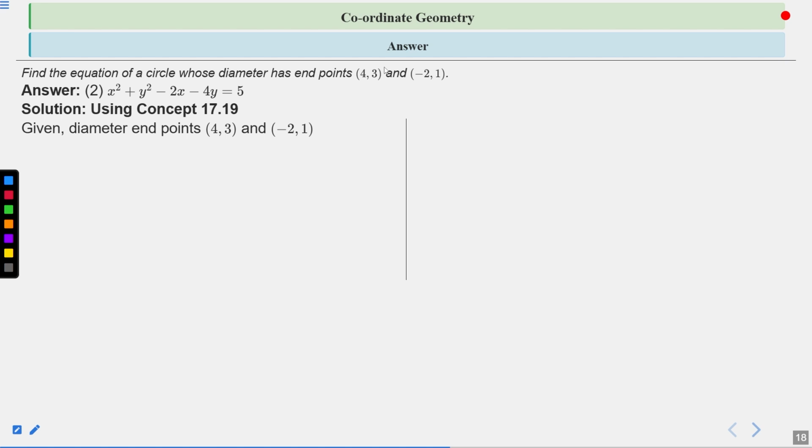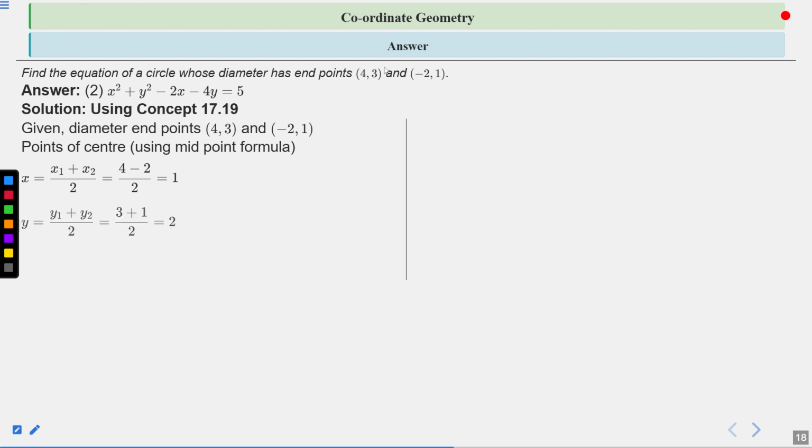Given that the diameter endpoints are 4, 3 and minus 2, 1. For the center, using the midpoint formula, we calculate x as x1 plus x2 by 2, which is 4 minus 2 by 2, equals 1. In the same way, y is y1 plus y2 by 2, which is 3 plus 1 by 2, which becomes 4 by 2, which is 2. So the coordinates of the center are 1, 2.